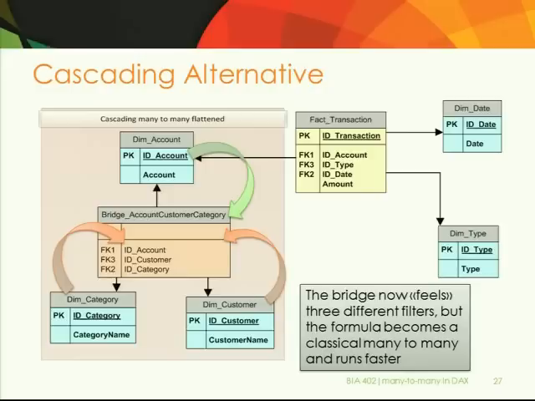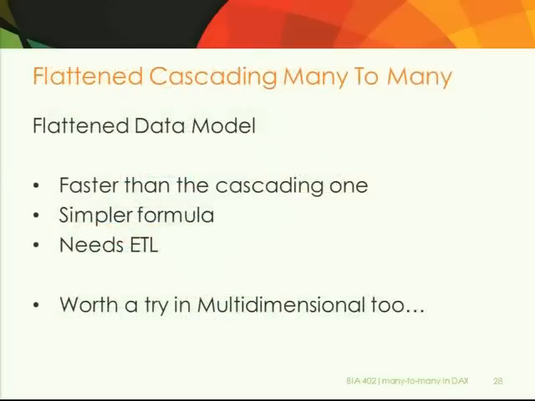So it's worth trying this data model, because it performs faster, because the filtering of a single table, of course, is faster. Even if the table is huge, filtering just one is much easier than iterating over it in order to perform the final computation. Okay? Thus, when it's time to speak about cascading many-to-many, the flattened data model might be an option. It all depends on your data, but it's worth a try. It's faster than the cascading one. The formula is much simpler, but it needs some kind of ETL.